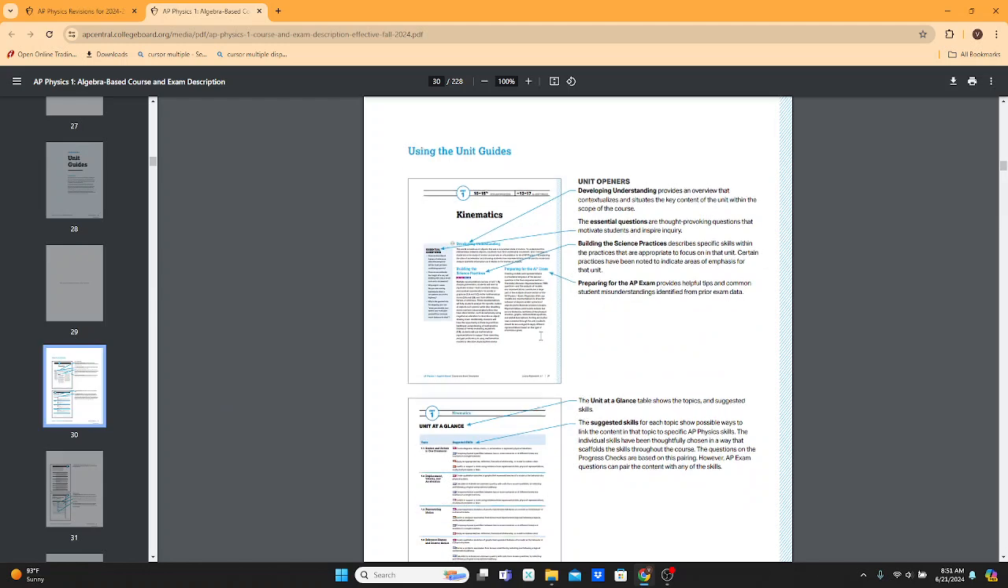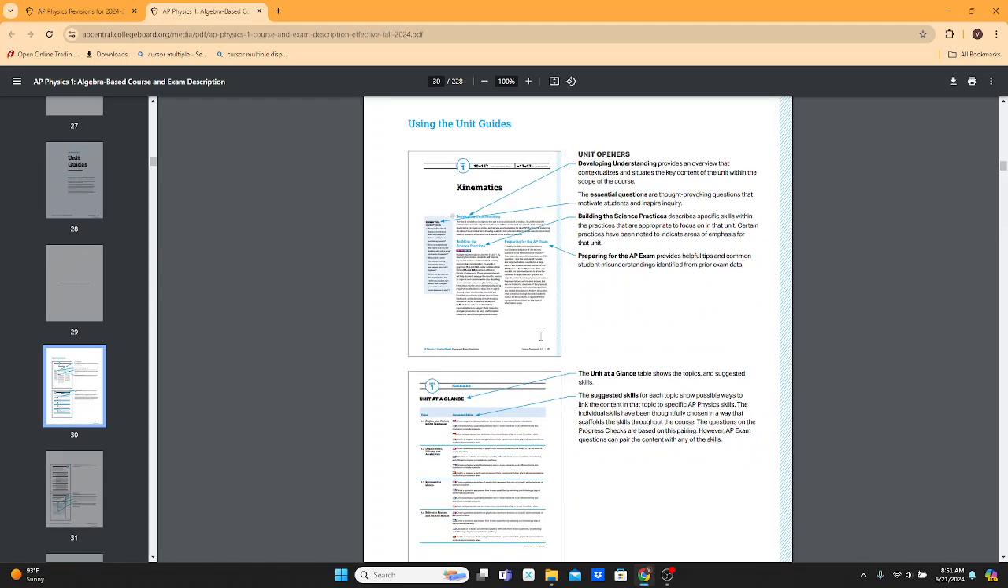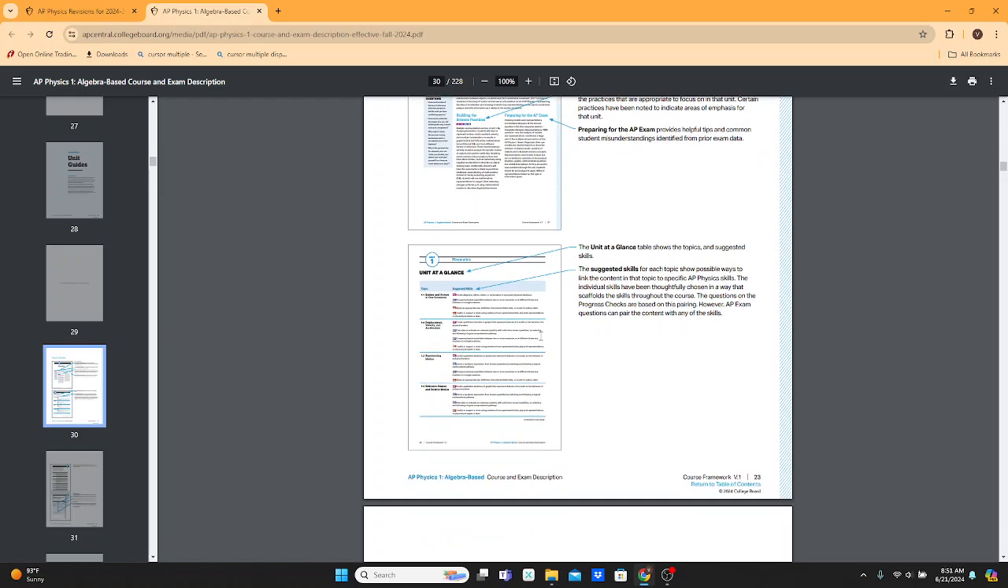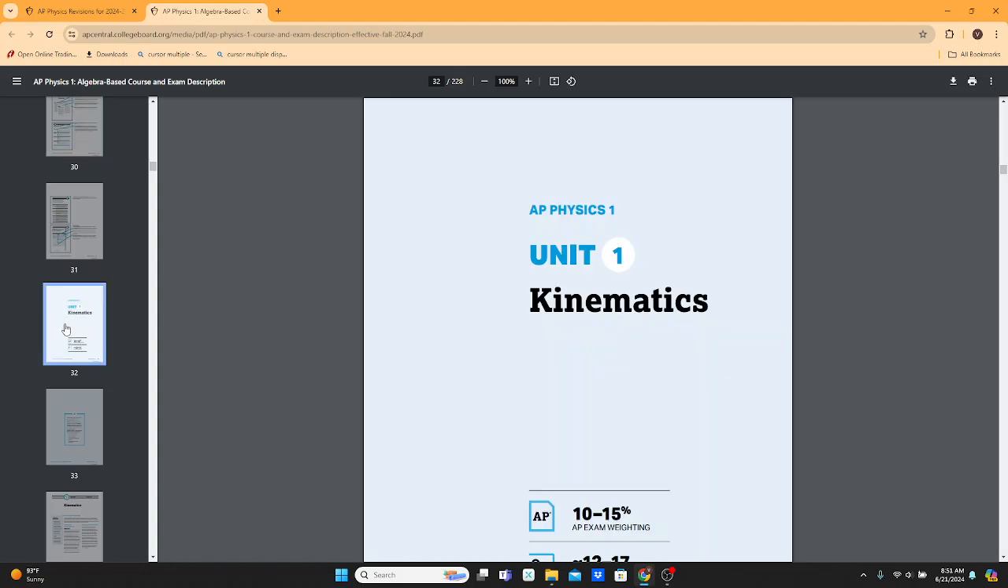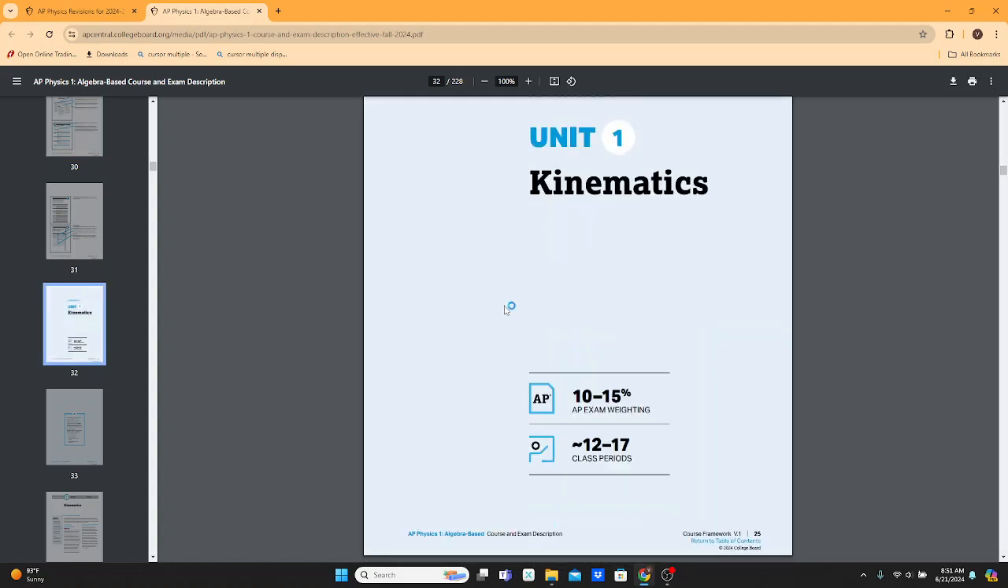These are unit openers. These show the units at a glance, and they show what is overall tested, what skills are going to be tested on the AP. To go into an example, unit 1 is all about kinematics, and normally it'll show the exam weighting, so around 10 to 15 percent for kinematics will be tested on the AP exam. What I recommend is not to worry about it too much, but to understand that some units have more weight on the AP test than others do. So when studying for the actual AP, you might want to focus on the ones with the higher AP exam weighting.